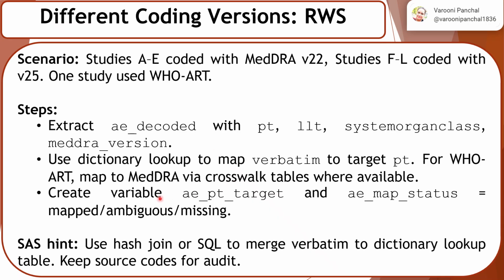Then you can use dictionary lookup to map verbatim to the target preferred term. For WHO ART mapped to MedDRA, we have crosswalk tables wherever applicable. Then you can create the target variable, and map status equal to ambiguous or missing. For example, in one study MedDRA version 22 was used, while we are going to use version 25 in the ISS study.